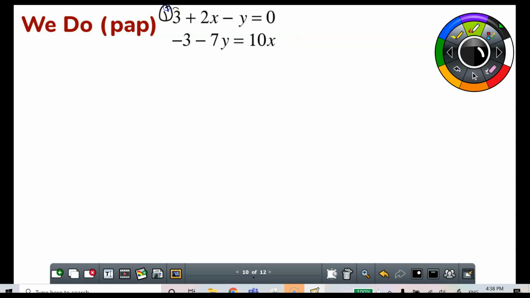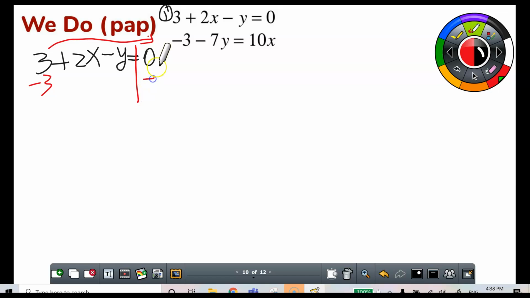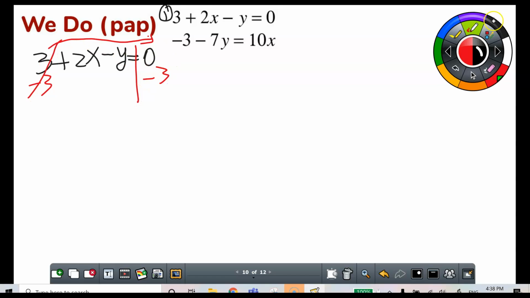So for the first equation, I'm going to copy it here. I want the single number to be on the other side. So you need to move it to the other side. How are you going to move positive 3? You're going to subtract 3 on both sides of the equal sign. So let's rearrange it, and your new equation is 2x minus y equals 0 plus negative 3, which is negative 3. So this is your real first equation. Okay.